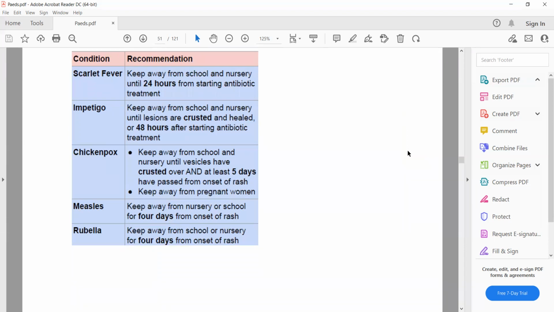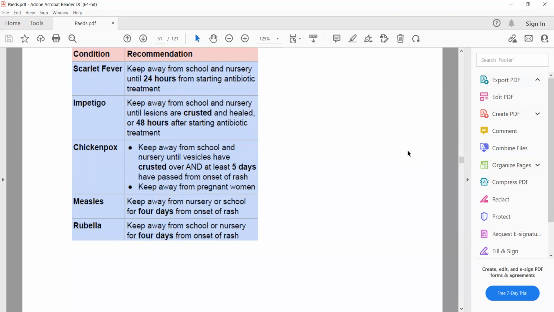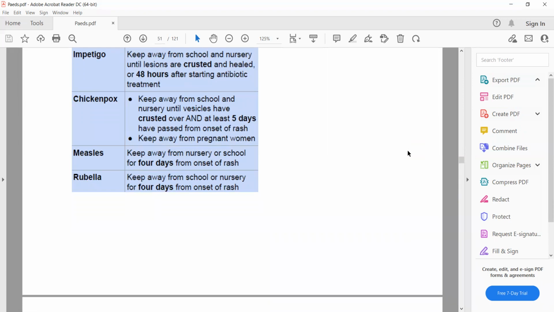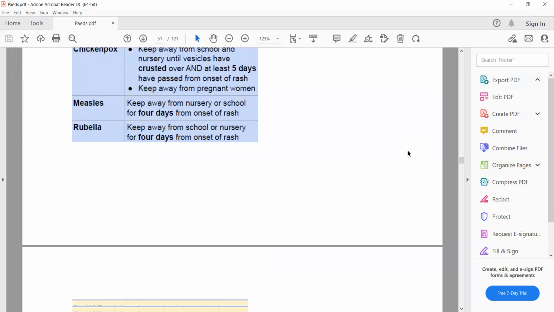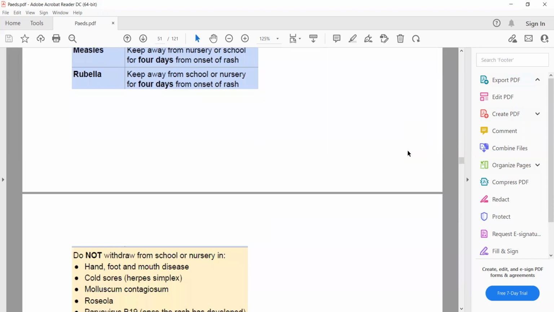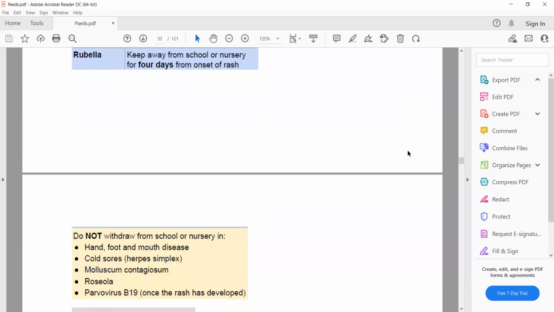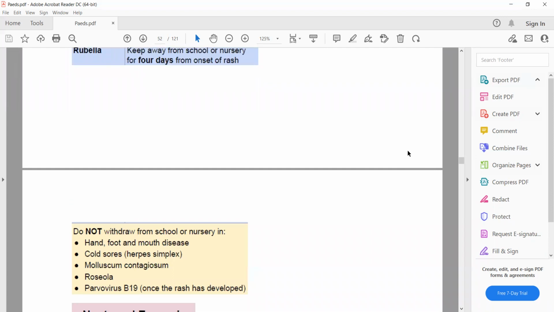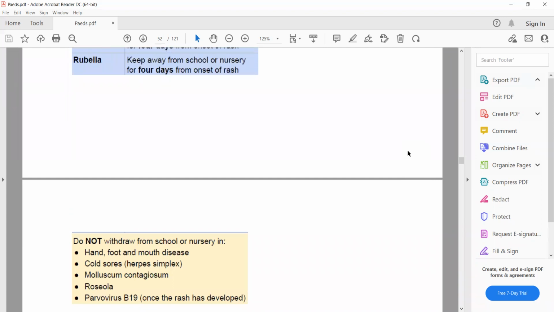In case of measles, we need to keep the child away from school for 4 days. In case of also, do not withdraw from school or nursery in hand, foot, and mouth disease, cold sores, molluscum contagiosum, roseola, and parvovirus B19. So this was all about viral rashes in pediatrics.